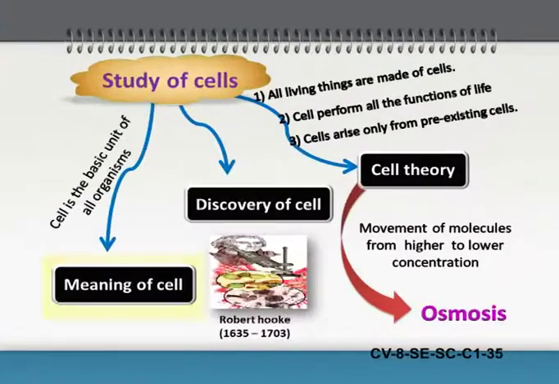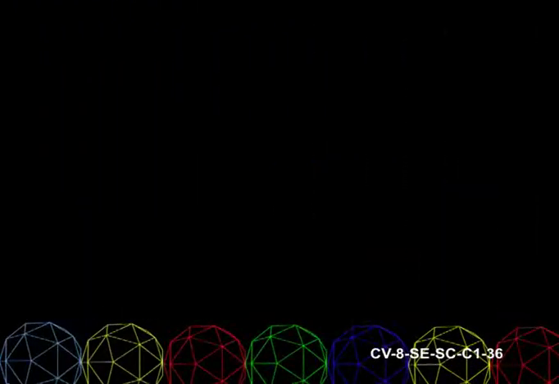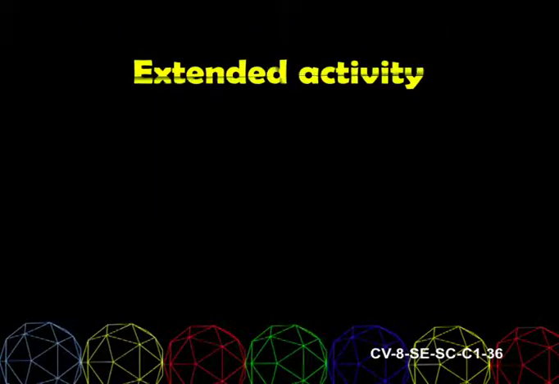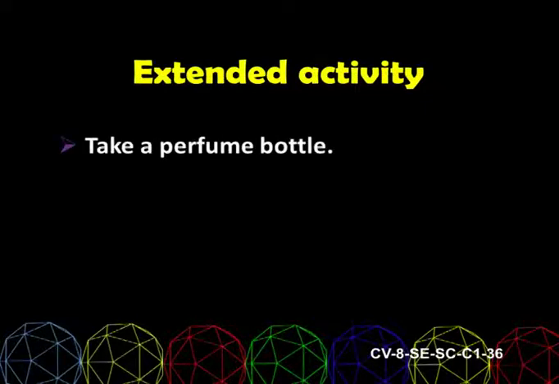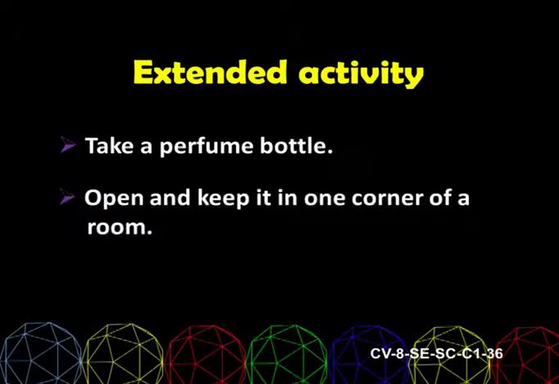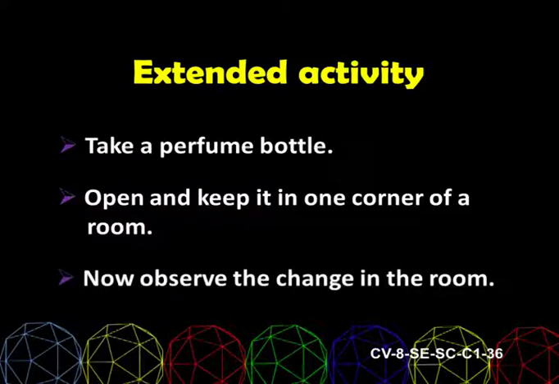You have understood the meaning of cell, discovery of cell, and about cell theory. You also learned about the process of osmosis in this camp. Children, here is an extended activity for you. Will you do this activity? Take a perfume bottle, open and keep it in one corner of a room. Observe the change in the room.